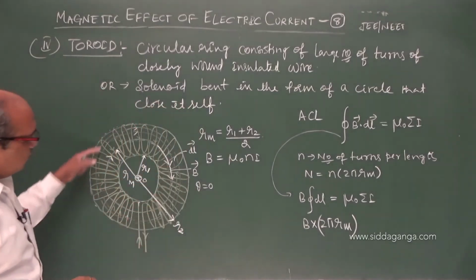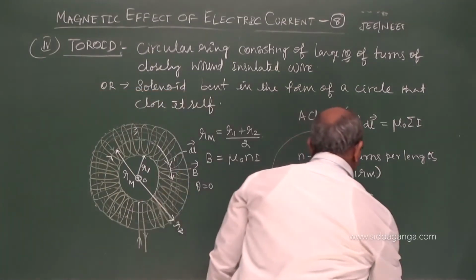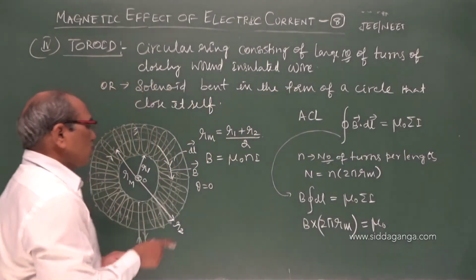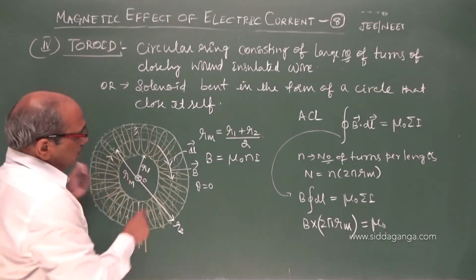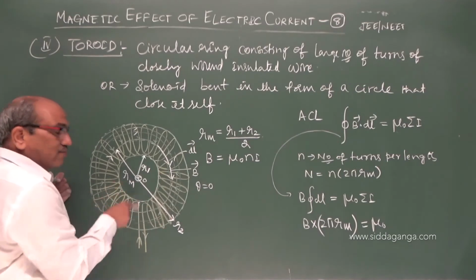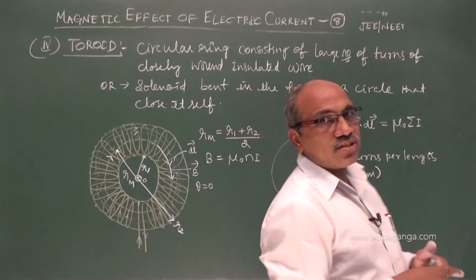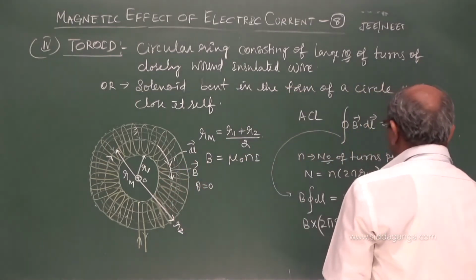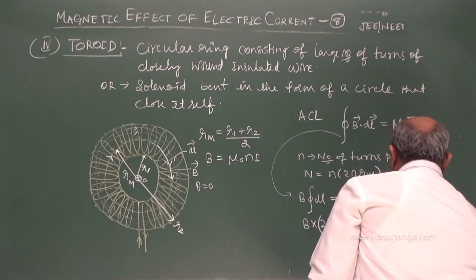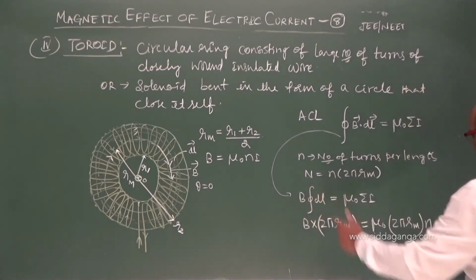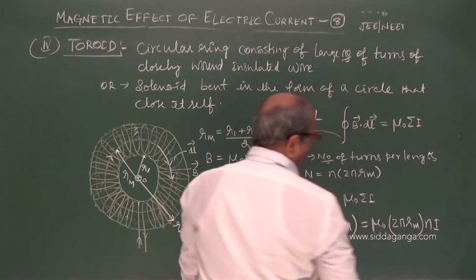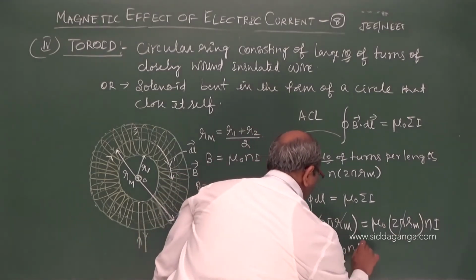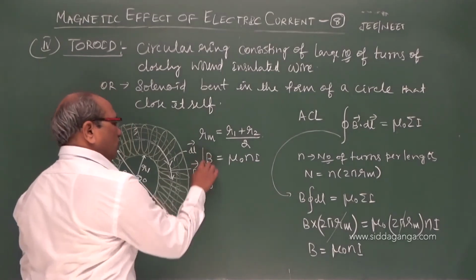2 pi Rm is the length of the toroid, which is equal to mu naught into how much current. The current I is there, but how many times is the current threading the toroid? The current threads the loop as many times as the number of turns. Therefore I can write it as 2 pi Rm into n, the total number of turns, into current. So 2 pi Rm cancels, and what remains is B equal to mu naught N i. That is what we obtained here.